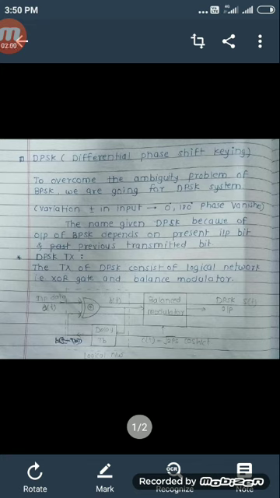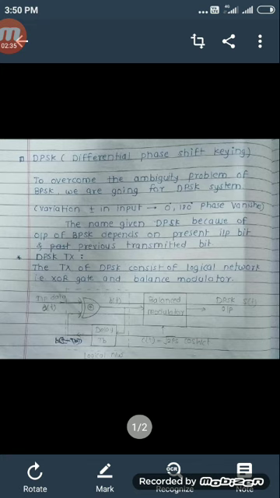Here, the block diagram of the differential phase shift keying transmitter is shown. It consists of a logical network. That logical network consists of an XOR gate and a delay of 1 bit, that is TB, and the output of the XOR gate is given to the balance modulator. So these are the two main blocks, that is the logical network and the balance modulator. With the help of this block diagram, we will see the operation of the differential phase shift keying transmitter.